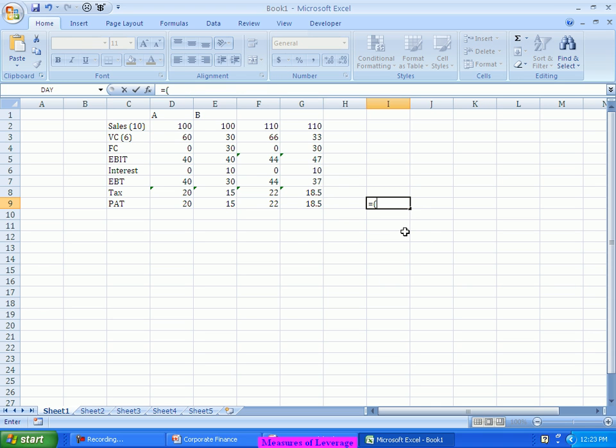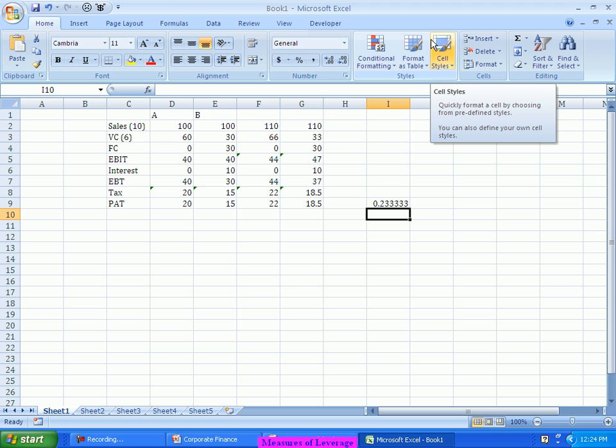So what is the increase? 18.5 minus 15 divided by 15. So there is an increase of 23.3%. If your sales has gone up by 10%, 1 unit extra, which is from 10 units to 11 units, which means there was an increase of 10%, if the sales has gone from 100 to 110, your final profit has actually increased by 23.3%.